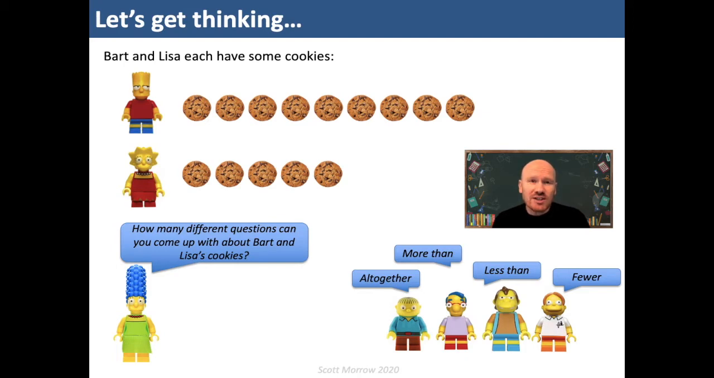Or we could ask questions like, how many more cookies does Bart have than Lisa? Or how many fewer cookies does Lisa have than Bart? So for each of those questions, we're interested in finding the difference between Bart and Lisa's cookies. So we can see that it's those 4 extra cookies that Bart has.